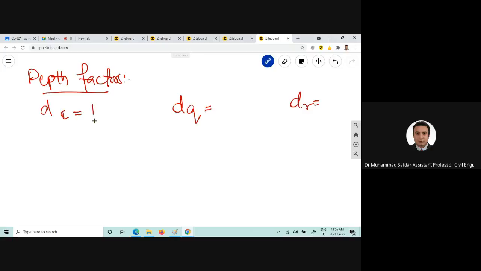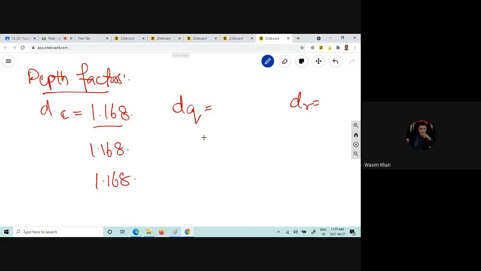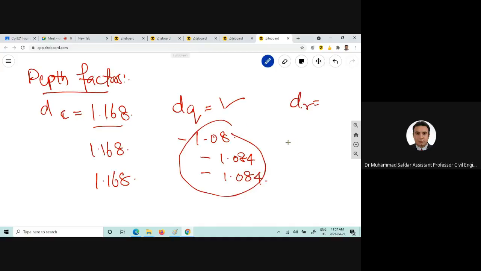1.168, sir, for DC. 1.168, okay. Yes, sir, it is 1.168. I got two values similar. 1.168, same. Okay, got it. Now, DQ. 1.084, sir. It is the same for both. Yes, sir, 1.084. Okay, good. How about D gamma? Same here, sir. Perfect.